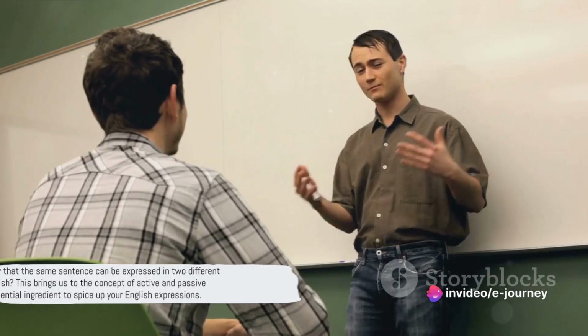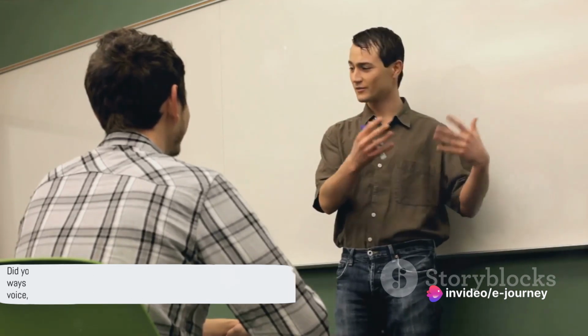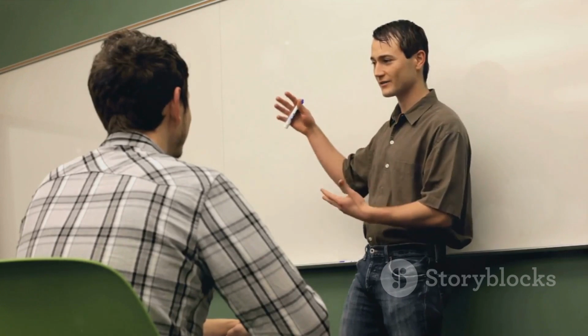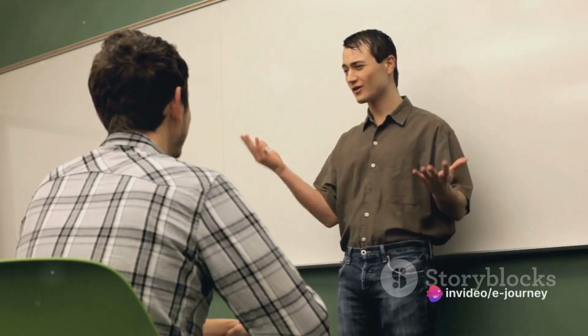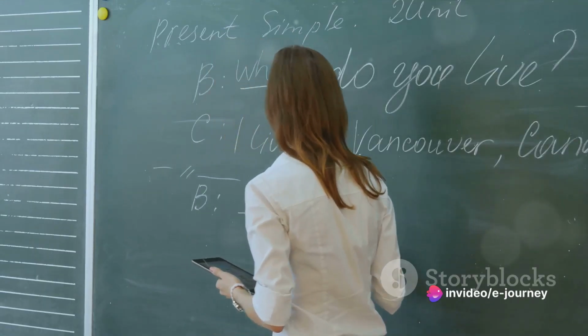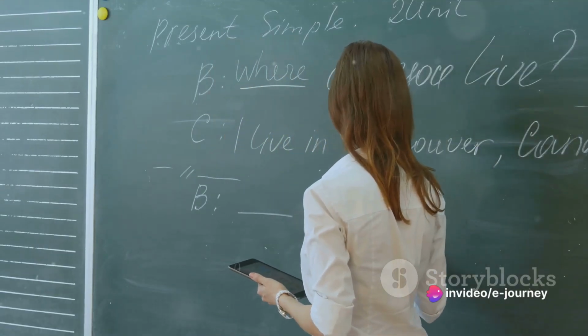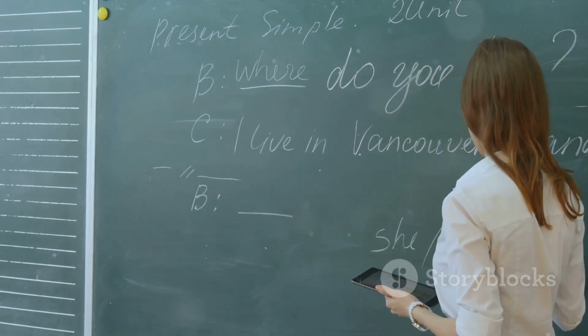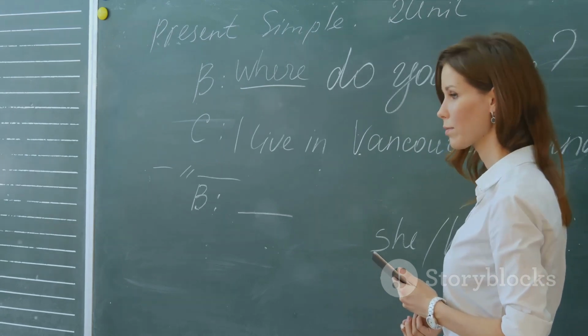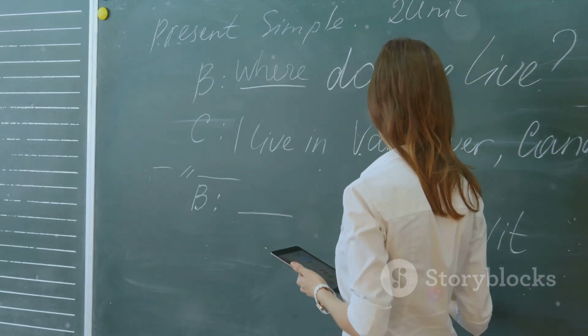Did you know that the same sentence can be expressed in two different ways in English? This brings us to the concept of active and passive voice, an essential ingredient to spice up your English expressions. Active voice is when the subject of the sentence is doing the action. For instance, consider the sentence, John eats an apple. Here, John is the subject, and he is doing the action of eating the apple. It's direct, clear, and most sentences in English are in the active voice.